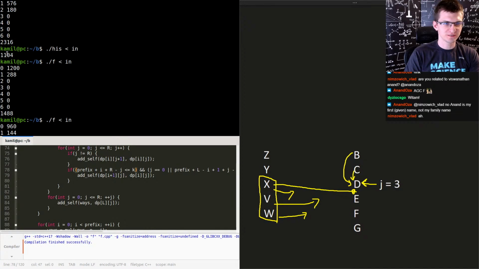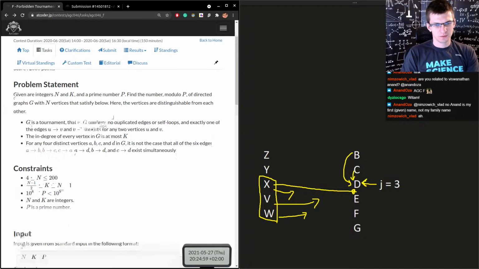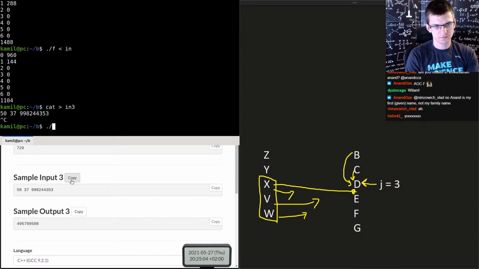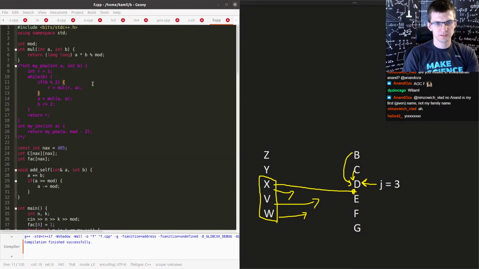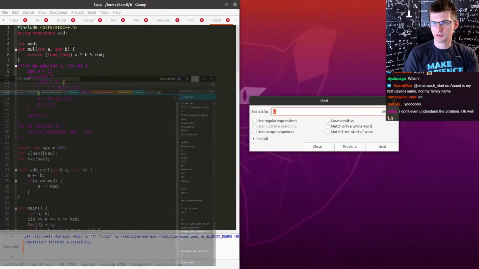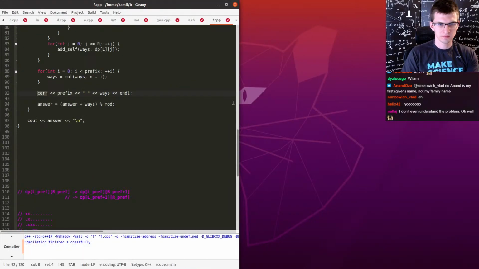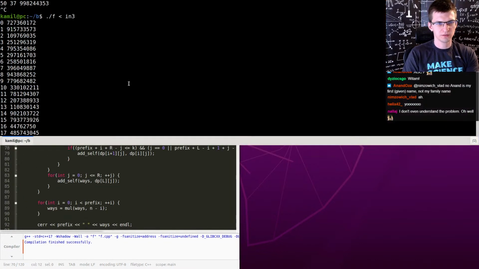1104. Submit. I have some CRR. Why does Control F not work? Or maybe it's outside of this. Well, this doesn't slow the program down.